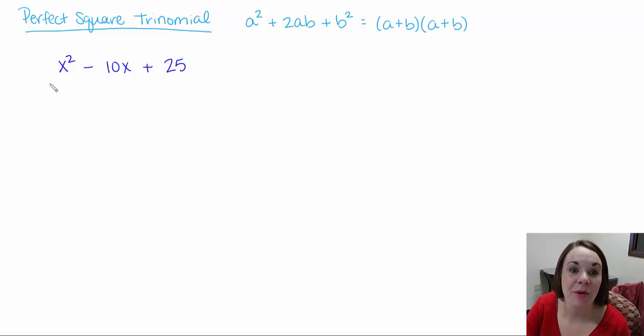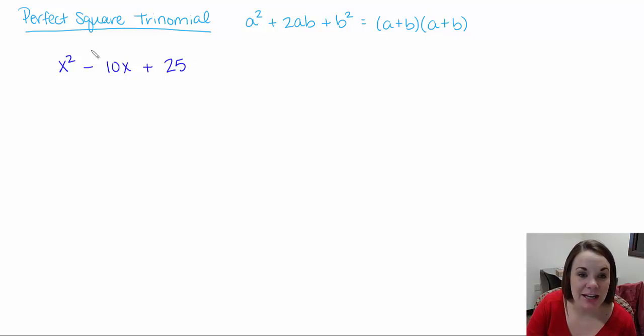Today we're going to talk about a perfect square trinomial, and we can use this method of factoring if we do in fact have a perfect square trinomial. So it follows this equation here: a squared plus 2ab plus b squared can then be factored into (a plus b) times (a plus b), hence the name perfect square.